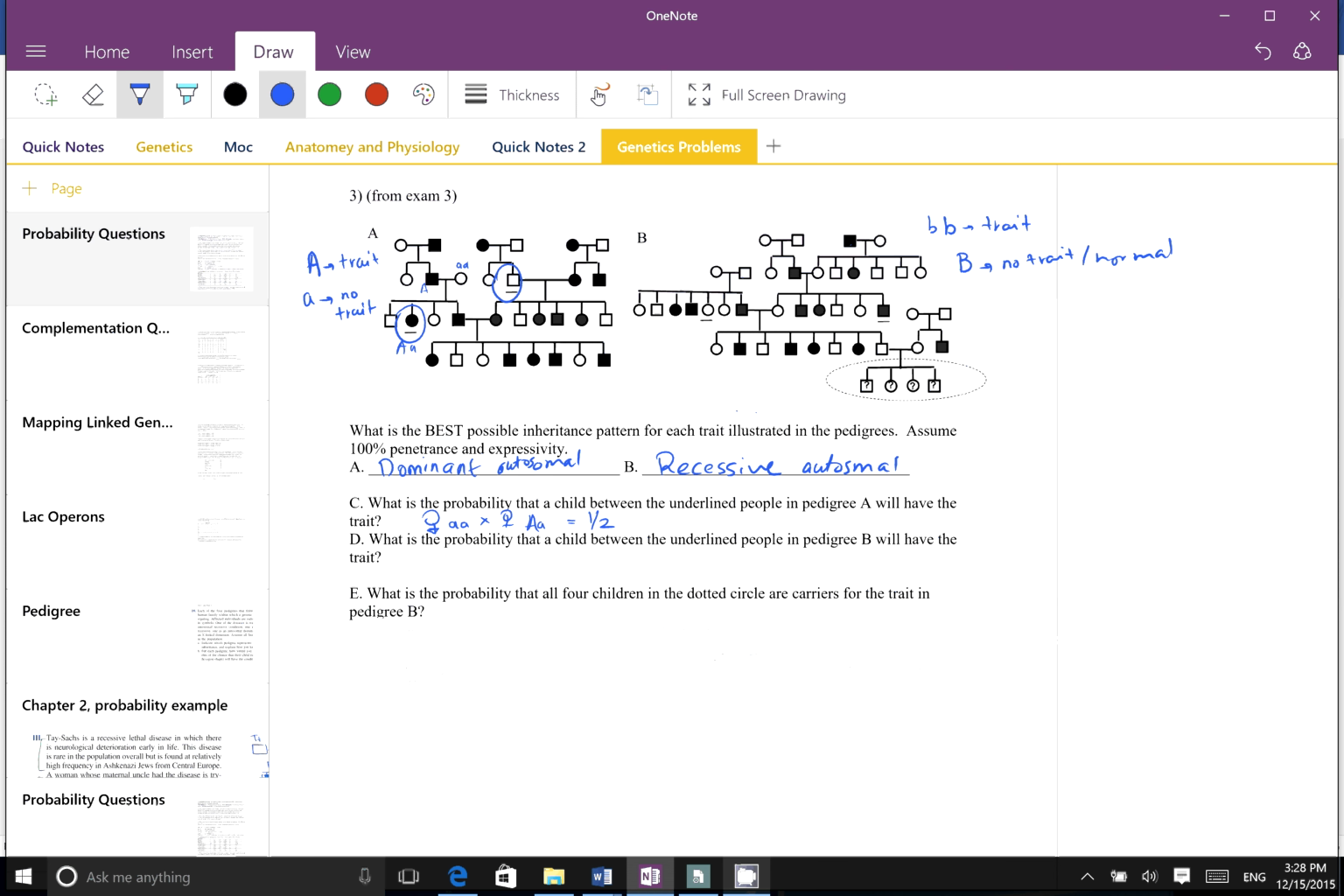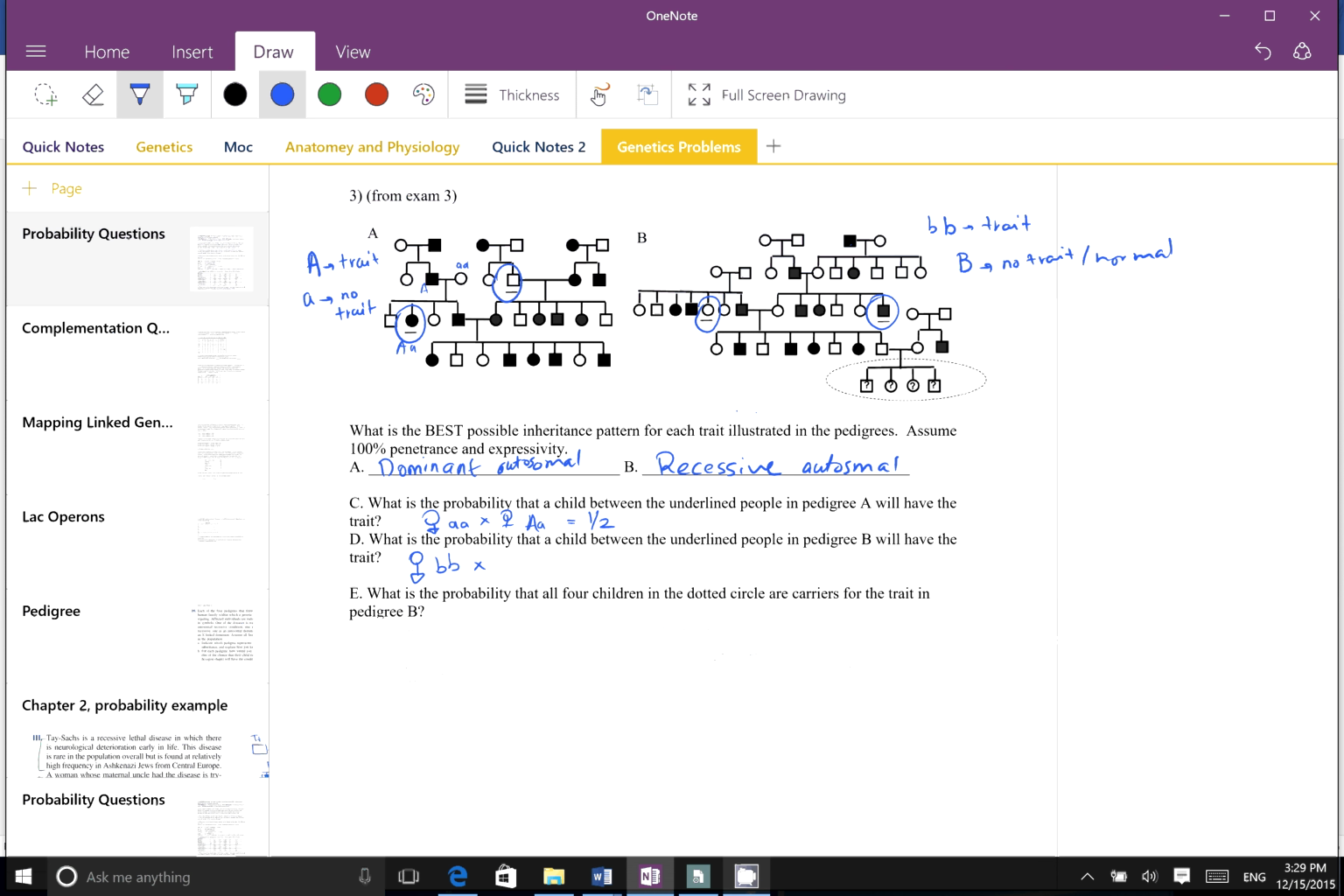So that's how we found that out. And now part D, they're asking you what is the probability that the child, between underlined people here and here, will have the trait. Okay, so for the dad, it's easy to tell that he has 2 lowercase b's, and he has the trait.